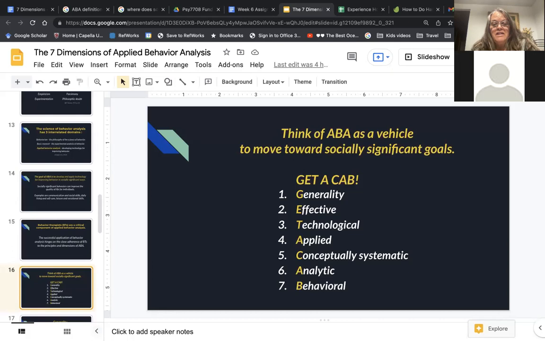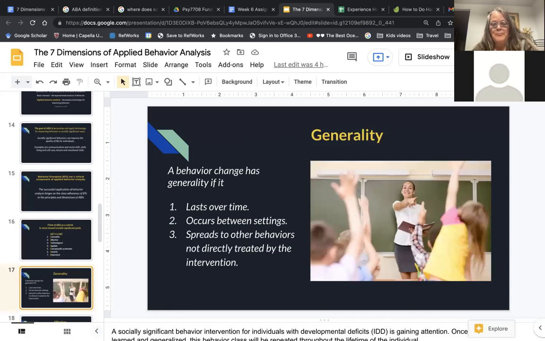They are generality, effective, technological, applied, conceptually systematic, analytic, and behavioral. So get a cab is a little acronym that will help us remember that. If you're trying to remember, well, what are those 7 different dimensions? Oh, I want to go somewhere, I got to get a cab, and you can remember those. Now we'll look at those a little more closely.